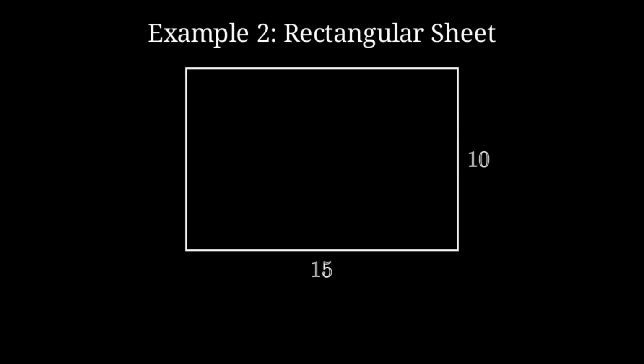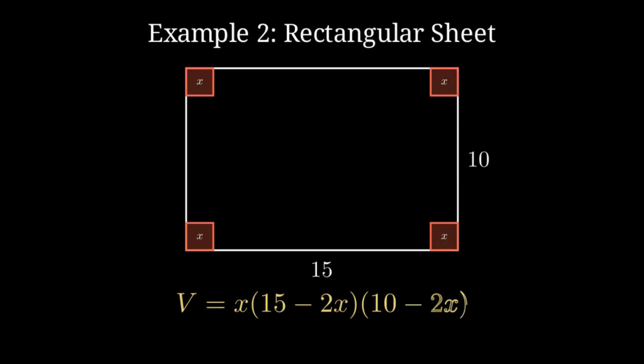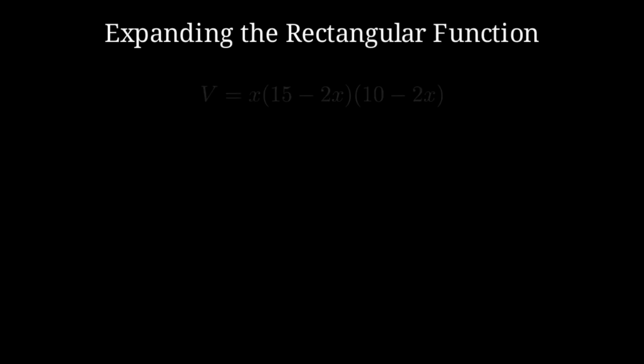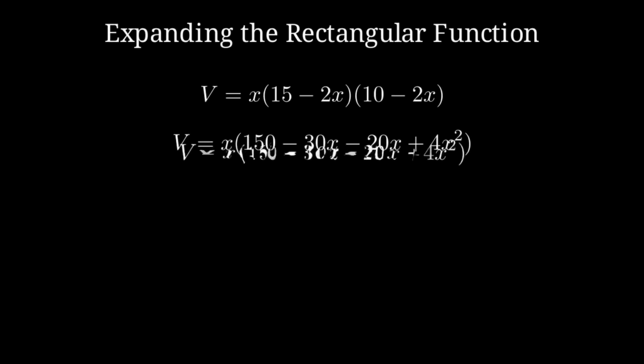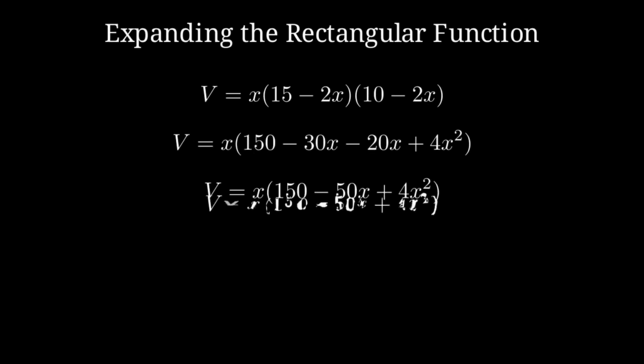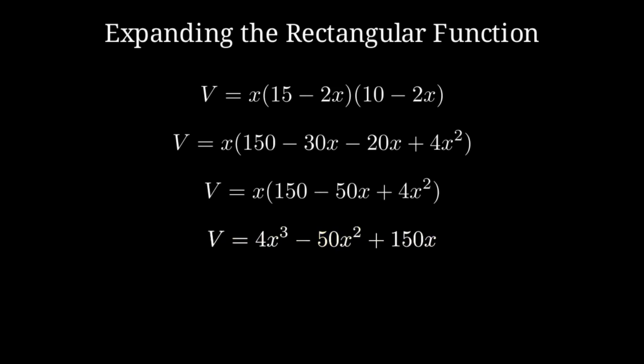Let's look at a 15 by 10 rectangle. The logic remains the same, but the symmetry is gone. The volume function becomes x times (15 minus 2x) times (10 minus 2x). The resulting quadratic for the derivative will be slightly more complex. Expanding this gives us 4x cubed minus 50x squared plus 150x. Taking the derivative yields 12x squared minus 100x plus 150.